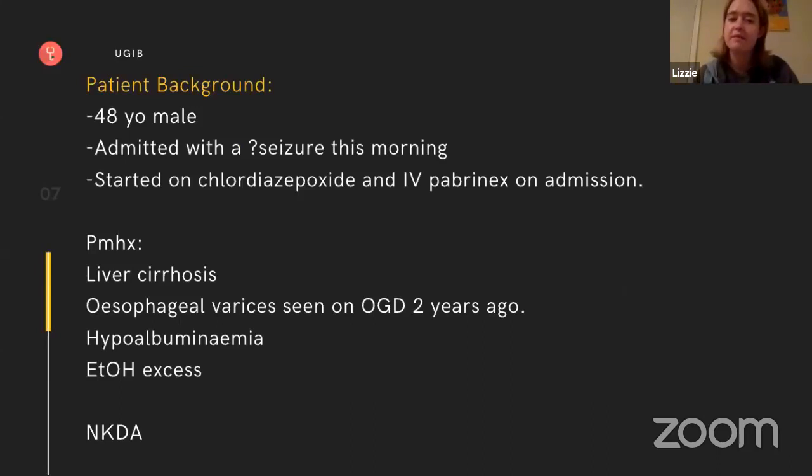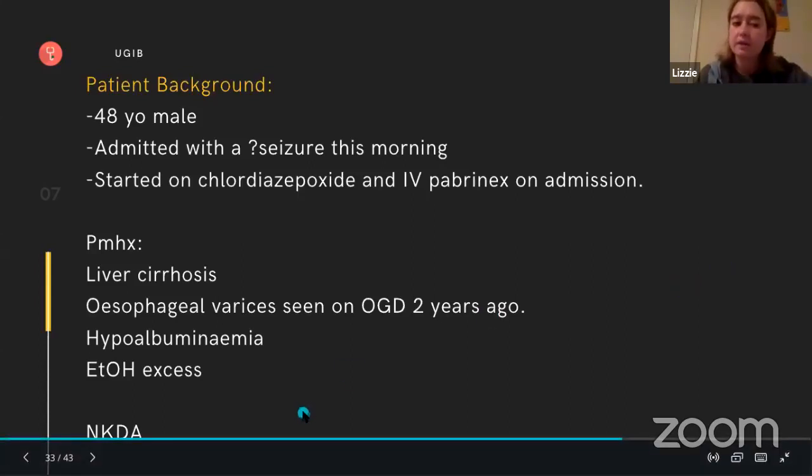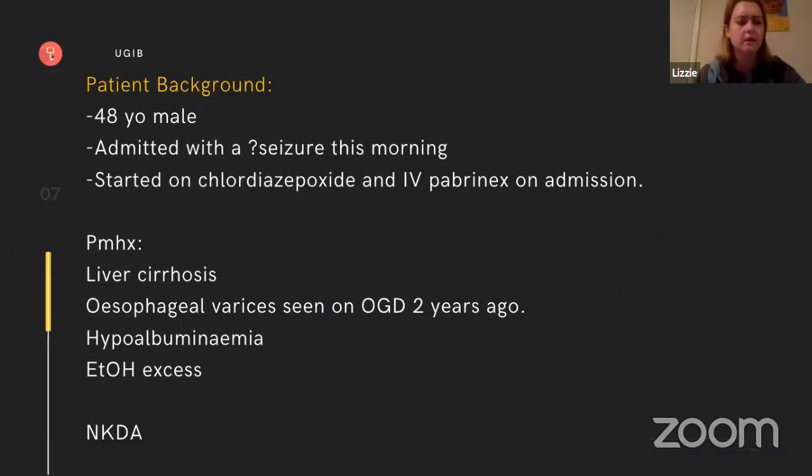So the nurse now comes over and says, I've got a bit more background on this patient who was admitted this morning with this weird seizure thing that he had at home. The doctors have started on this drug called chlordiazepoxide, and there's some Pabrinex going through. It looks like he's got a history of alcohol excess and liver cirrhosis, and on OGD there have actually been some visualized varices. But he's not on any medication really. He's got poor compliance and there are no known drug allergies.